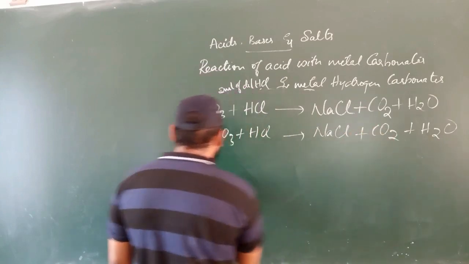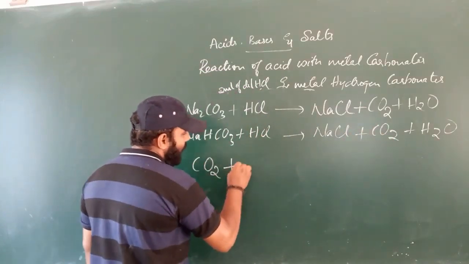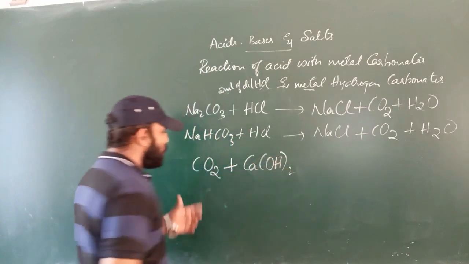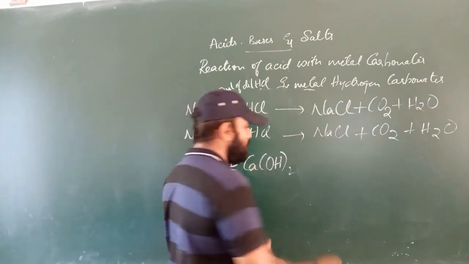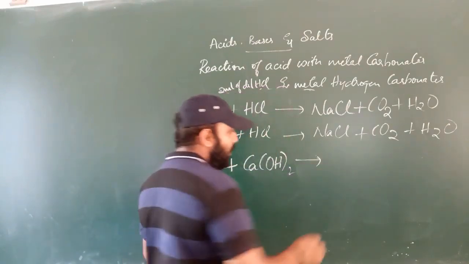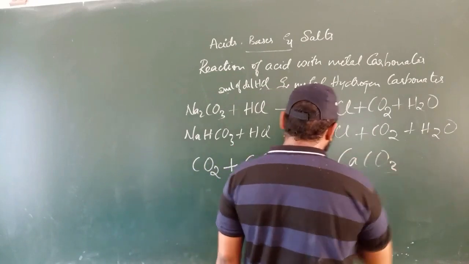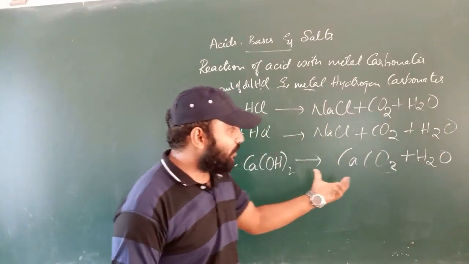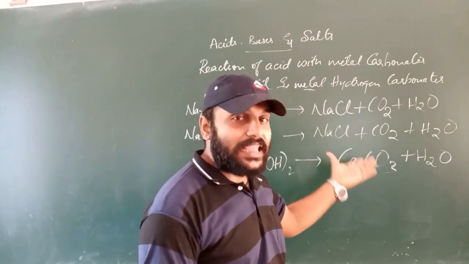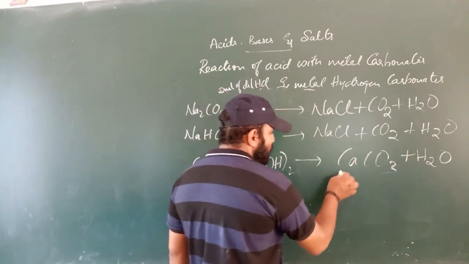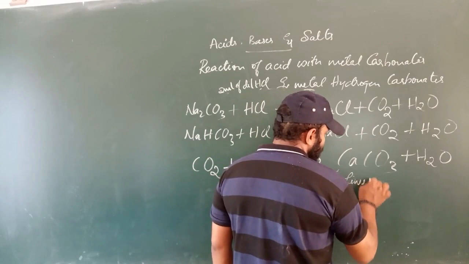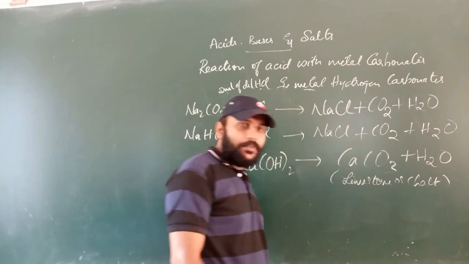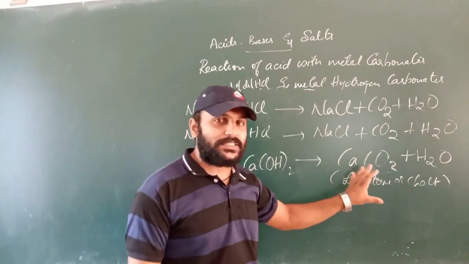So lime water is nothing but calcium hydroxide, Ca(OH)2. When carbon dioxide reacts with calcium hydroxide, what is the product we will get here? CaCO3 plus H2O. So what is that milky white precipitate formed here? It is nothing but calcium carbonate. It is also called as limestone, or chalk. Okay, understood.